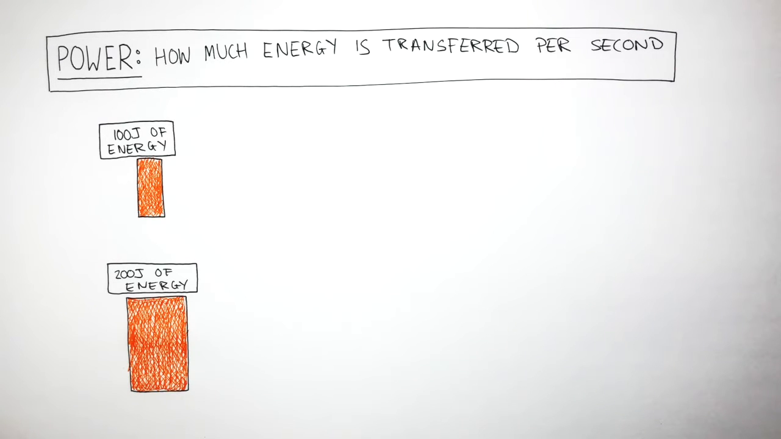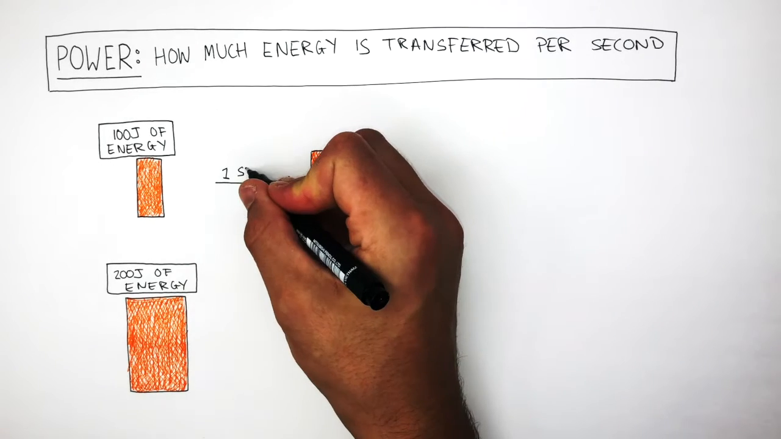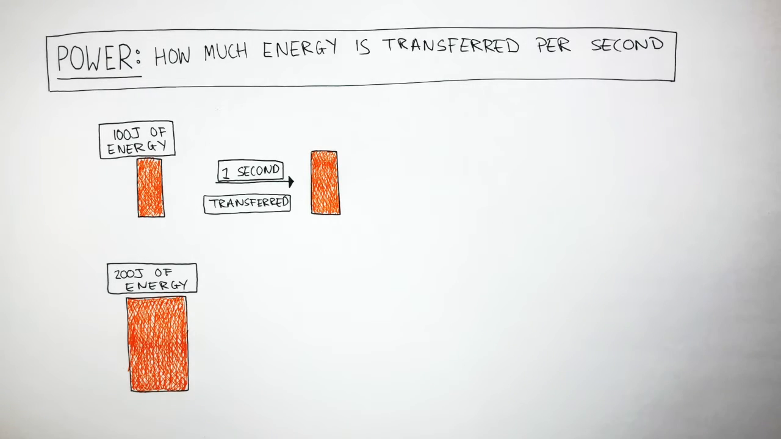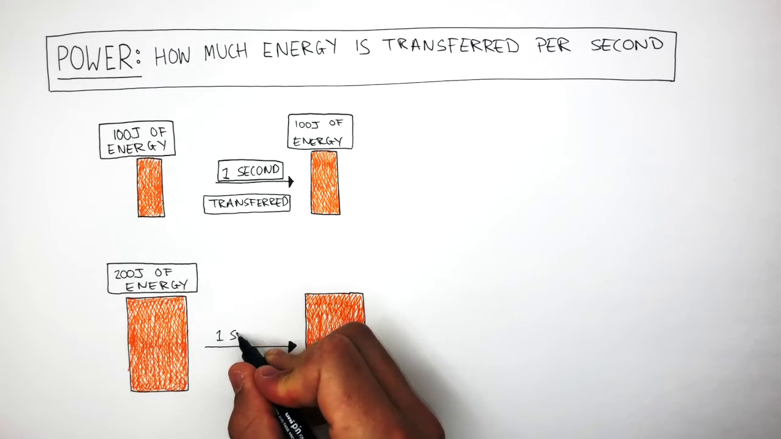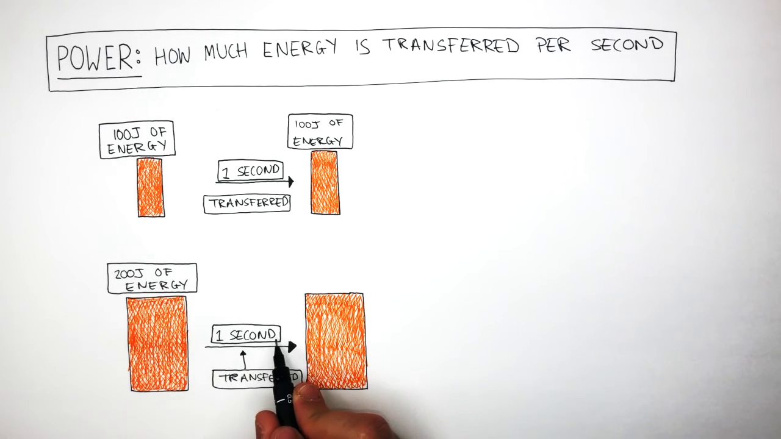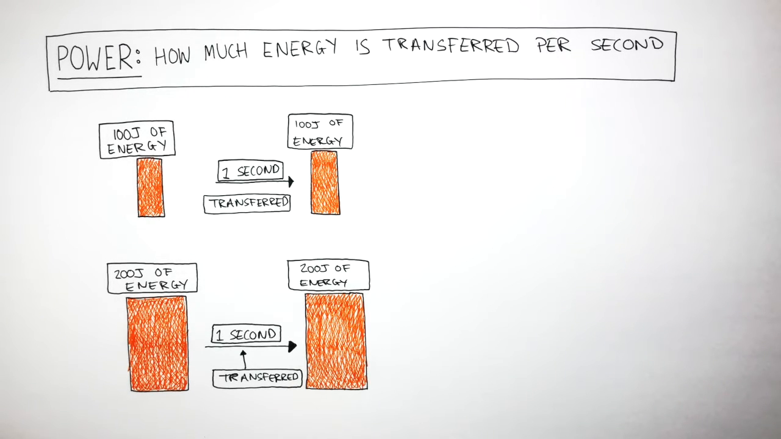So if we compare these two stores of energy, if 100 joules of energy is transferred to another store of energy in only 1 second, and remember, energy can only be transferred, it cannot be created or destroyed, so there will also be 100 joules of energy in this store as well. Then this is less powerful compared to when 200 joules of energy is transferred to another store also in 1 second. So because 200 joules of energy has been transferred in 1 second to another store of 200 joules of energy, the bottom example is more powerful.